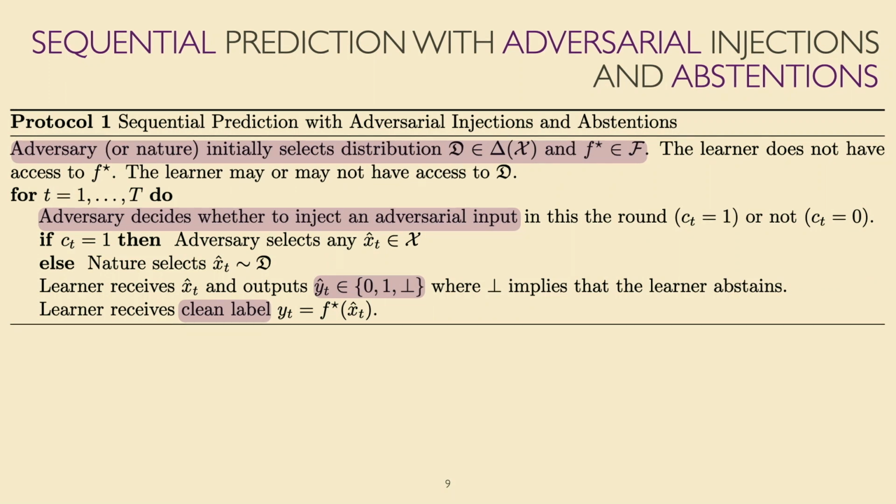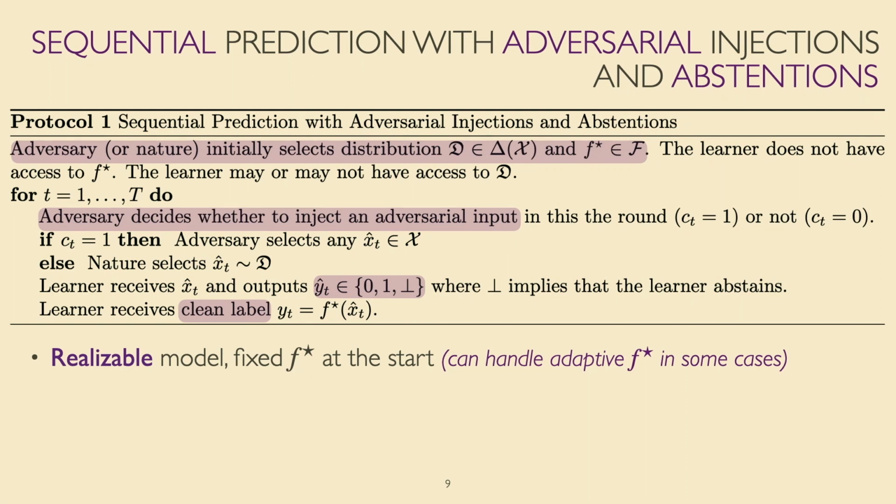If it's not deciding to corrupt, then nature will draw some sample from the distribution and give it to the learner. Now the learner can decide to predict either a label or abstain. And the thing to note is that at the end, the learner will receive a clean label in any situation. So even if it decides to abstain, it will get the actual true label of the problem.